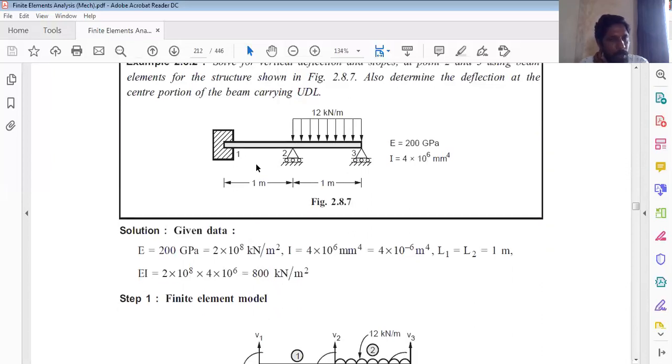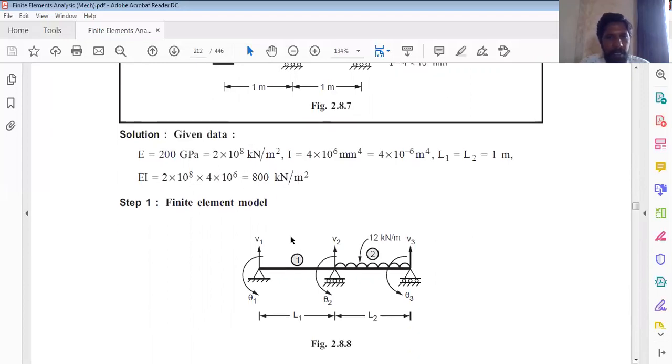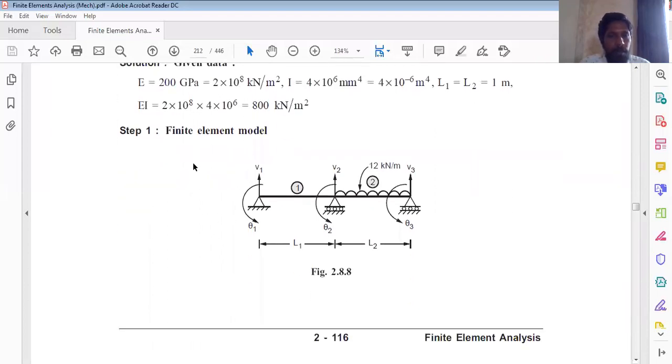So it is a two element beam, wherein element 1 is between node 1 and 2 and element 2 is between node 2 and 3. I have written the given data here: E value, I value, L1, L2. EI we have calculated here itself because it is required in the stiffness matrix. So the first step is finite element formulation.